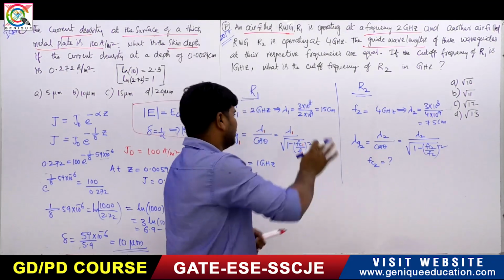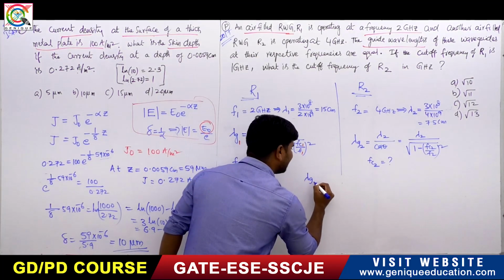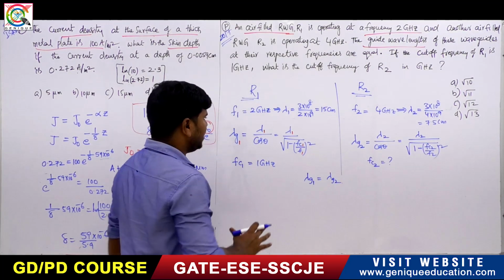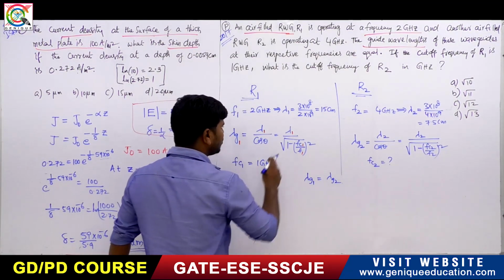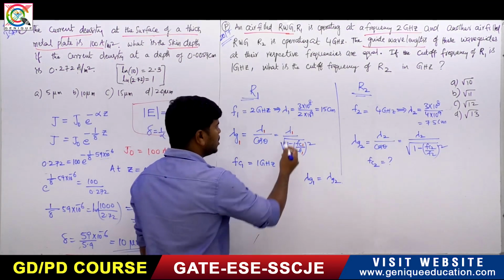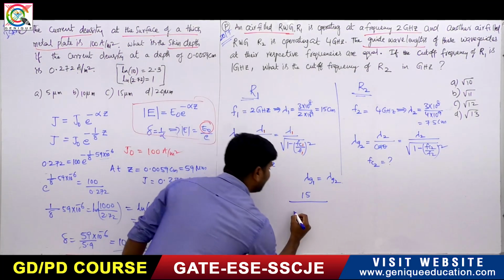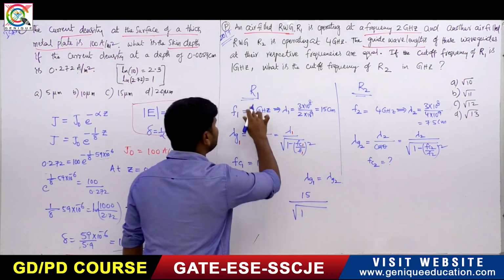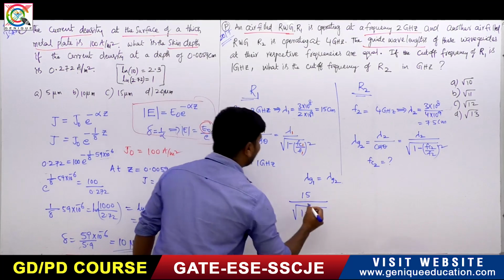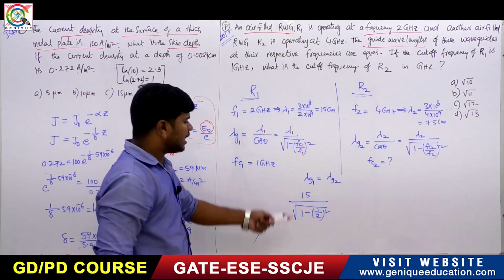What has he given? Lambda g1 and lambda g2 are equal. It is given that lambda g1 is equal to lambda g2. What is lambda g1? Lambda g1 is equal to lambda 1 divided by root over 1 minus fc1 divided by f1, whole square. Already we found lambda 1 is 15 centimeters, divided by root over 1 minus, fc1 is 1, divided by f1 which is 2, whole square. Both are in gigahertz.